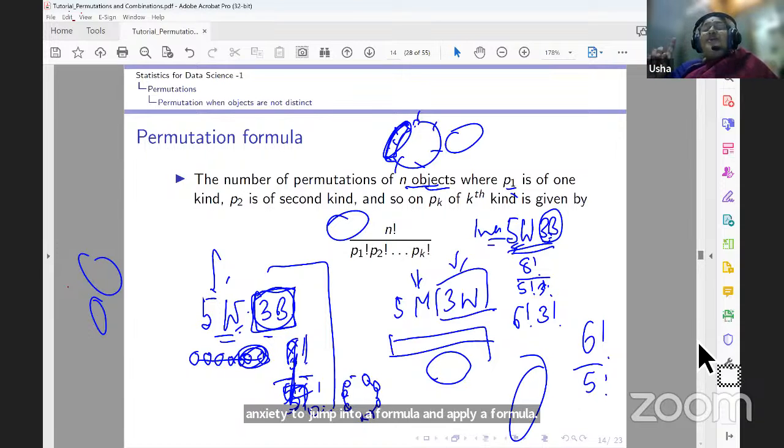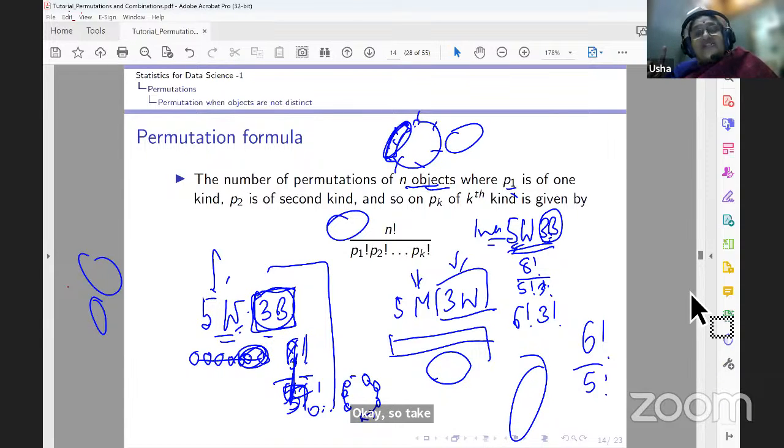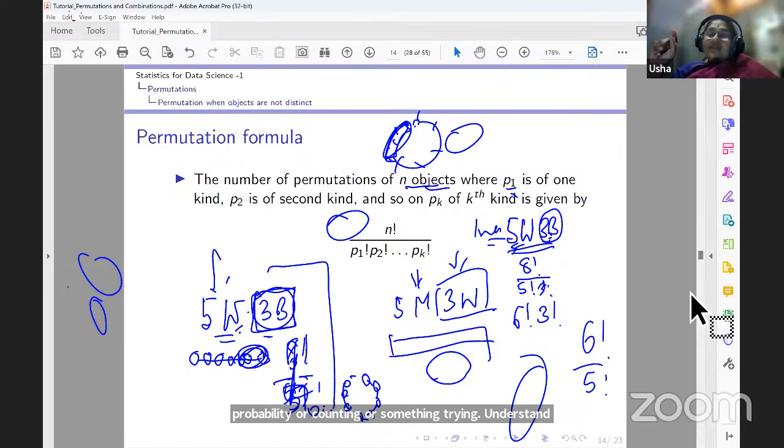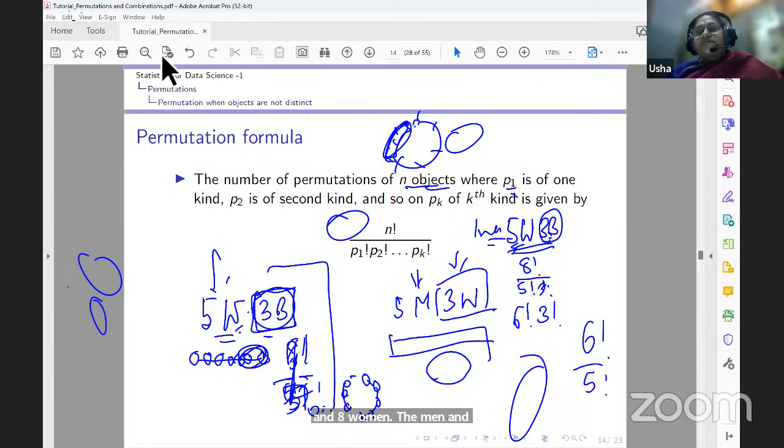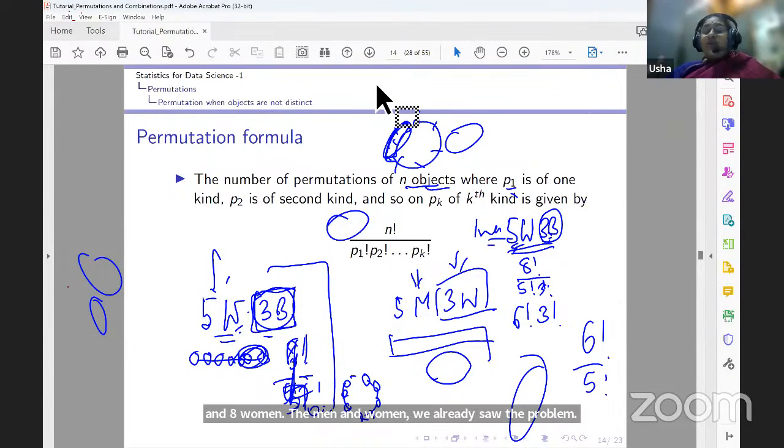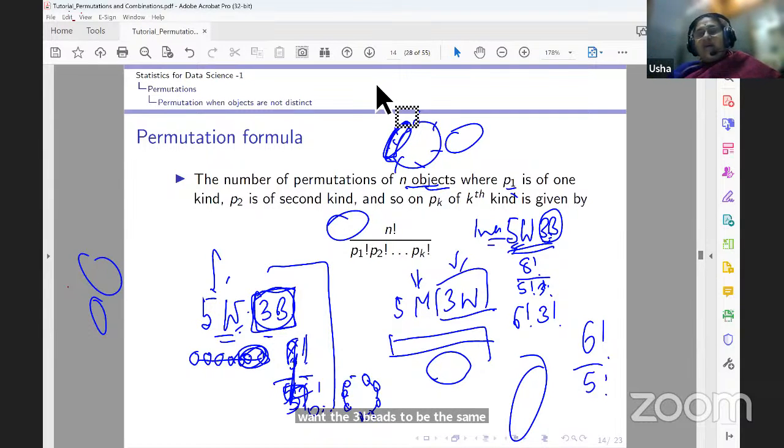No, I didn't talk about men and women. I talked about beads. When it was the 5 men and 8 women, we already solved the problem. When it is beads, everything is of the same kind. And I want the 3 beads to be the same. Then it is going to be one way of arrangement. I cannot make too many necklaces that way, right? For women, it will be 3 factorial.